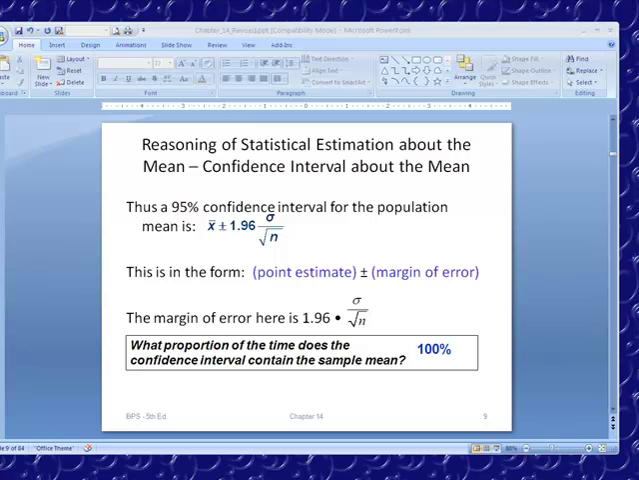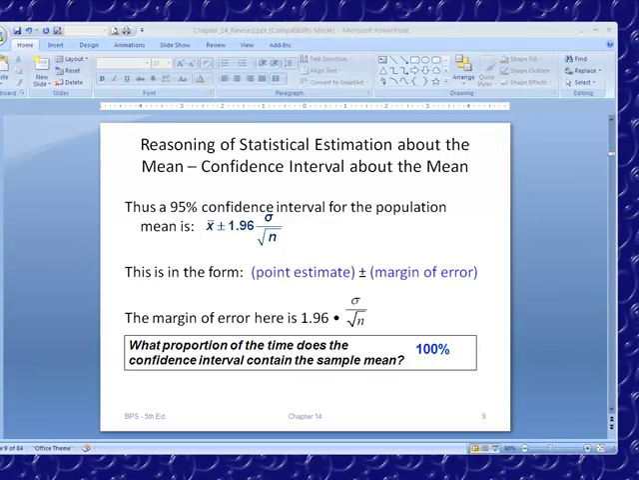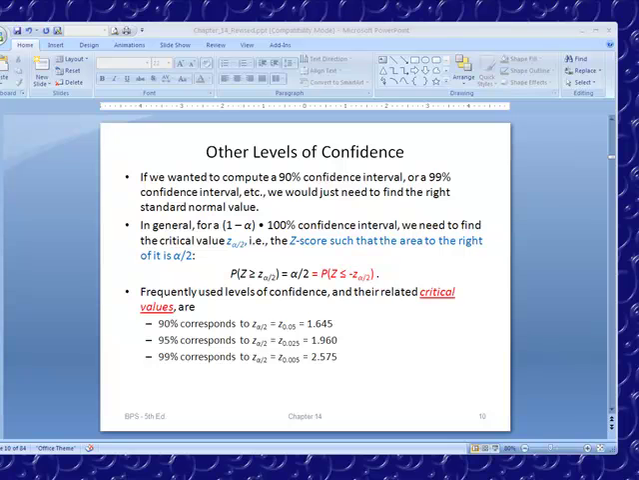Now, what proportion of the time does the confidence interval contain the sample mean? Well, it would contain it all the time because the confidence interval is built around the sample mean. Now, if we want to compute a 90% confidence interval or a 99% confidence interval, we would just need to find the right standard normal value.